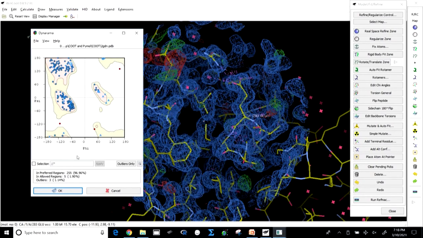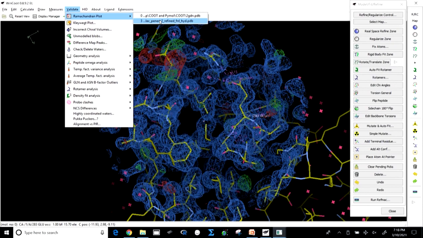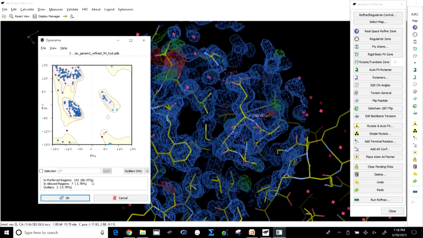When you do that you get in the preferred region 96.96%, allowed region 1.9%, and 5 amino acids in the outlier, 3. When you do that for the other one, the phenem, you get 243 in the preferred region, 7 in the allowed and 2 in the outliers.